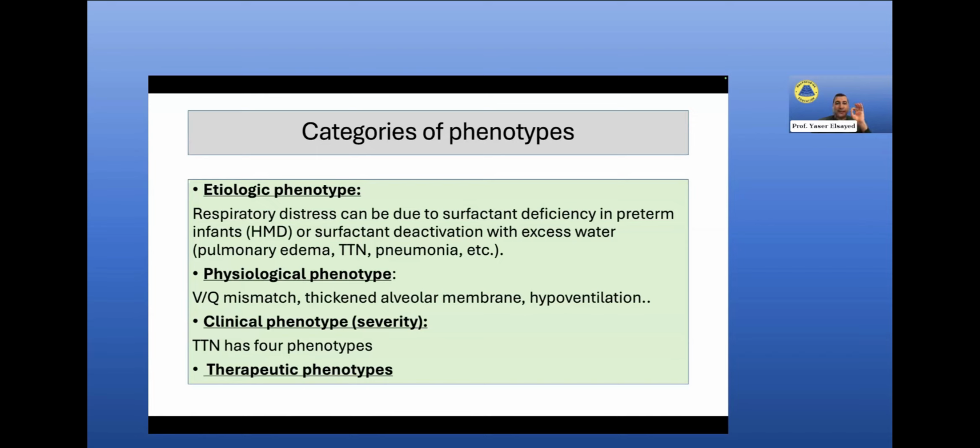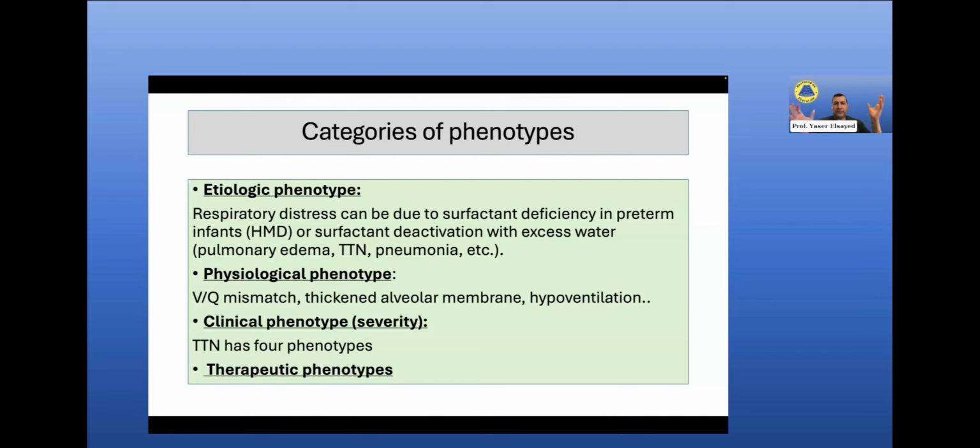But this is the physiological phenotype. RDS can be severe; there are 6 different phenotypes of RDS. There are 4 different phenotypes of TTN. And each one of them presents in a different way, in relation to physiological severity. Is it VQ mismatch, thickening of the alveolar capillary membrane due to edema, or hypoventilation, etc.? So that's a physiologic phenotype, related to the mechanism of hypoxemia in respiratory distress.